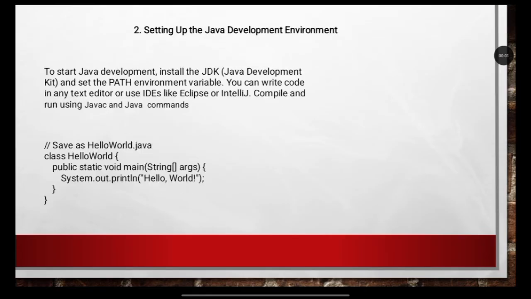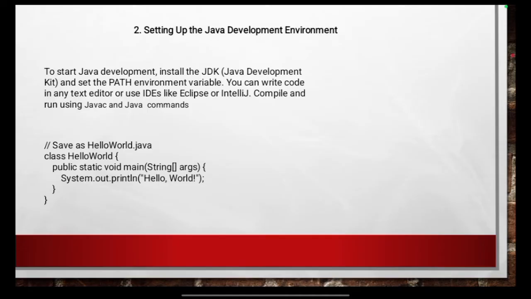Here in this particular slide, we will be discussing setting up the Java development environment. First of all, we need to go through the slide carefully. To start Java development, install the JDK, Java Development Kit, and set the path environment variable. You can write code in any text editor or use IDEs like Eclipse or IntelliJ. Compile and run using javac and java commands.